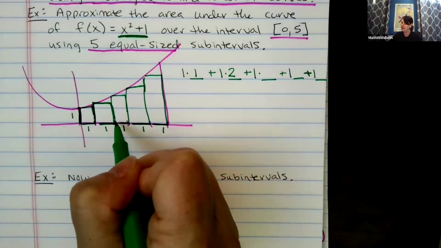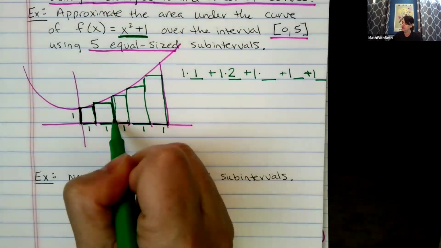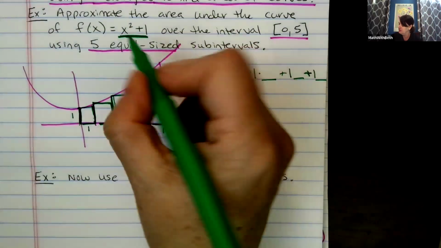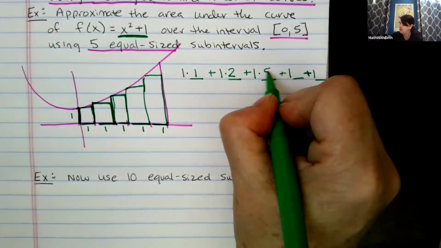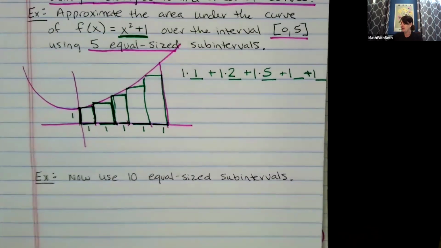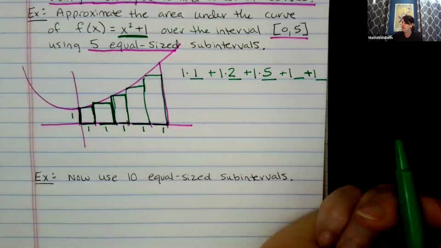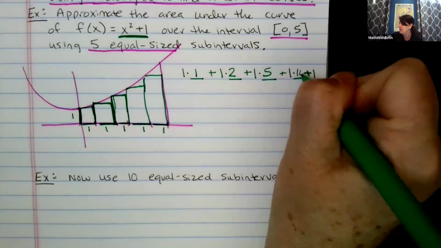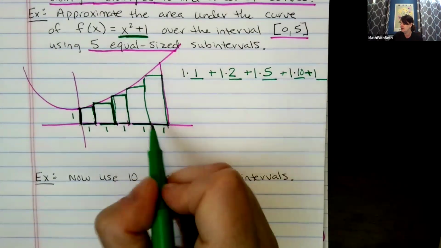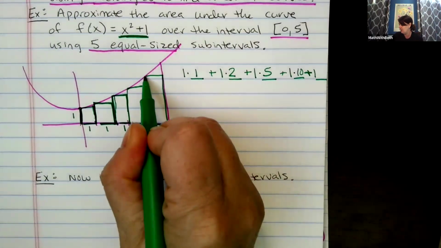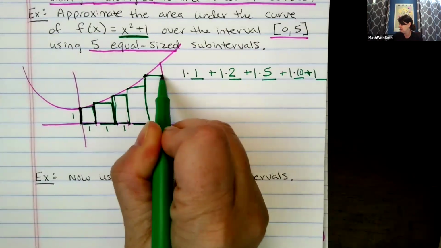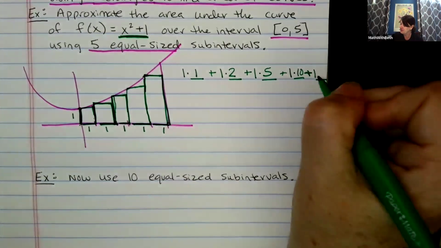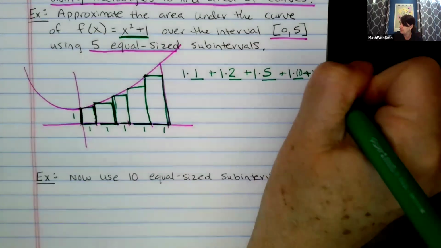Now I'm plugging in 2 into the equation to see the height of this third rectangle. 2 squared plus 1 is 5. Now I need to plug in 3. 3 squared plus 1 is 10. And finally, for this last rectangle, do you see that it's 4 that I would need to plug in? Because that's what gives me the height. So 4 squared plus 1 is 17.